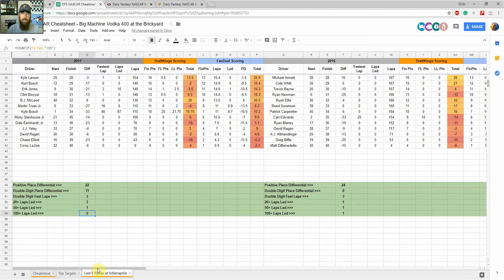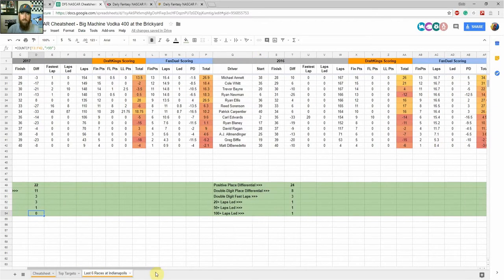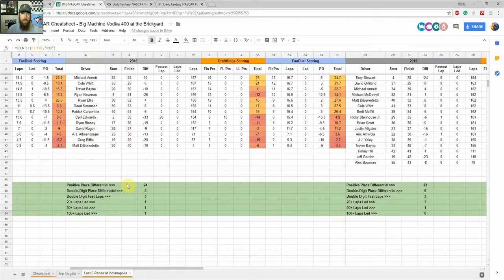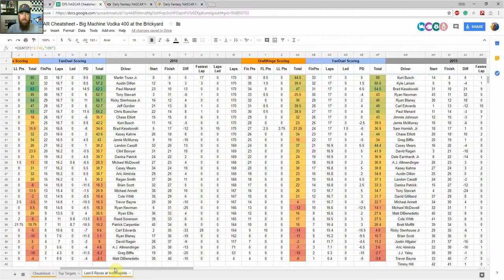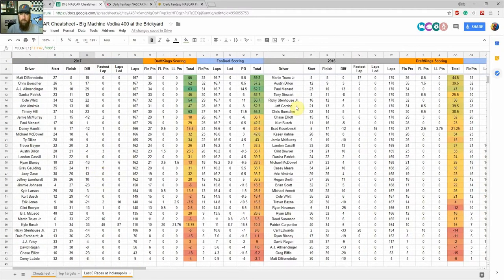So looking at that data, if you read through the articles, you'll see that there's only been one year, 2016, where Kyle Busch led over 100 laps, 149. He started from the pole and led 149 laps of the 160. Actually, that year came out to 170 laps.